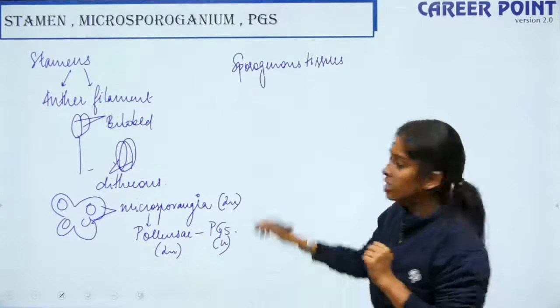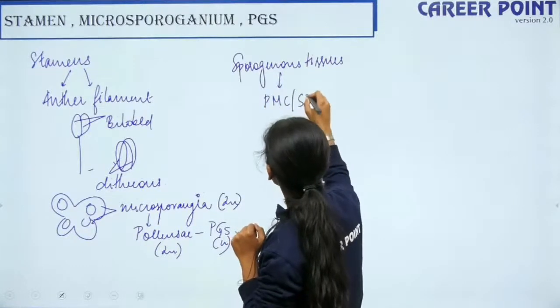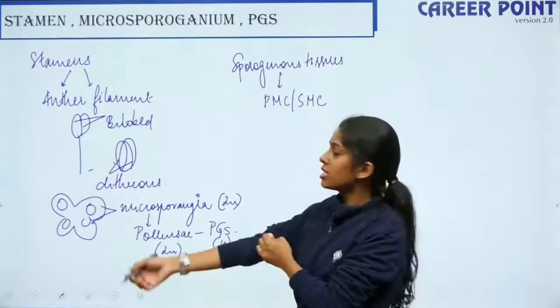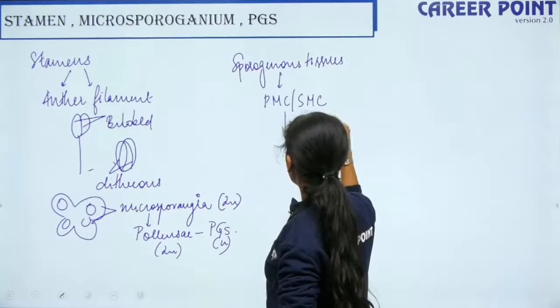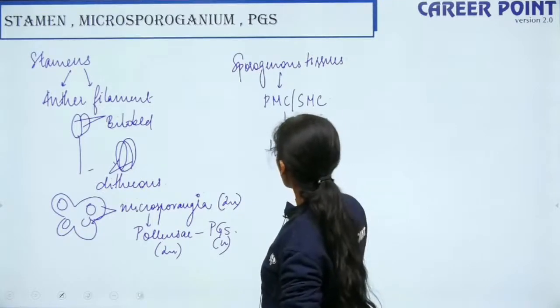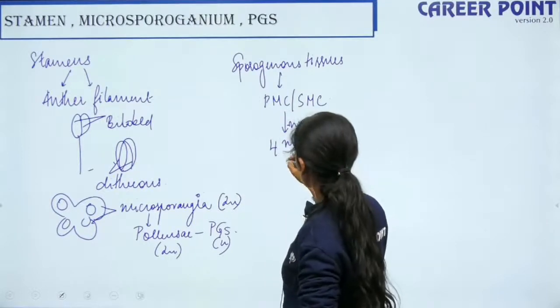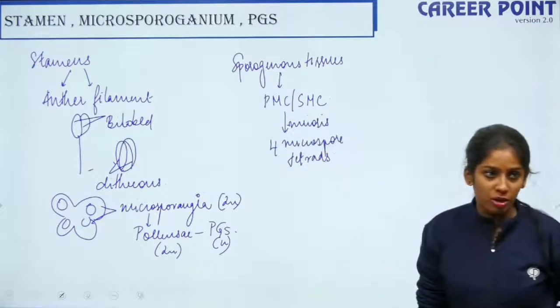Right? So this sporogenous tissue houses your pollen mother cells or your spore mother cells. Right? So this undergoes meiosis to produce 4 microspore tetrads. So these microspores develop into your pollen grains.